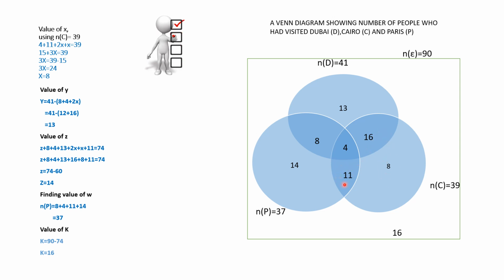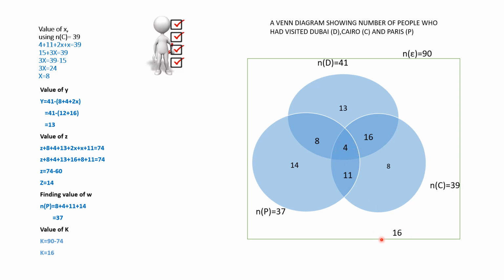Then here 11 had visited Paris and Cairo only. Yet in the question we had that 15 had visited Paris and Cairo. So you don't land your 15 here. We only land it there if it said that 15 had visited Paris and Cairo only. Now that we don't have "only", always subtract this figure in the region for the three, the region for the intersection of the three sets.